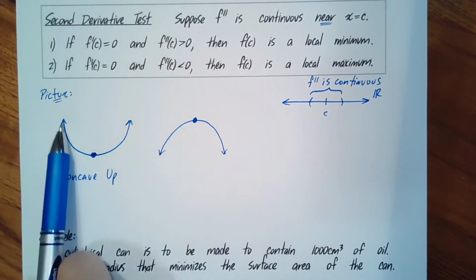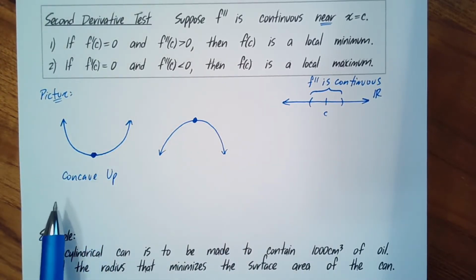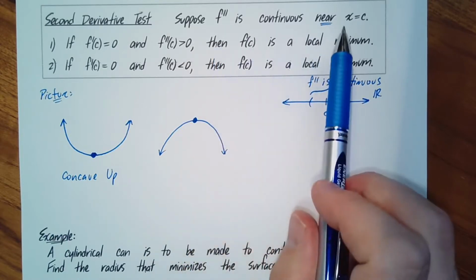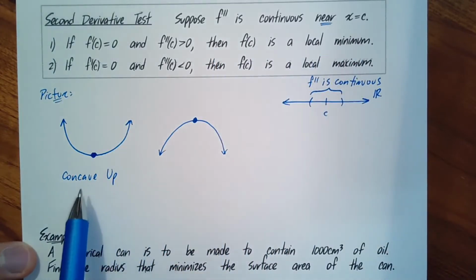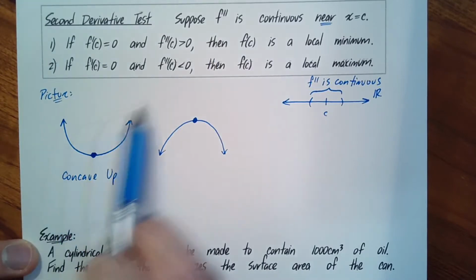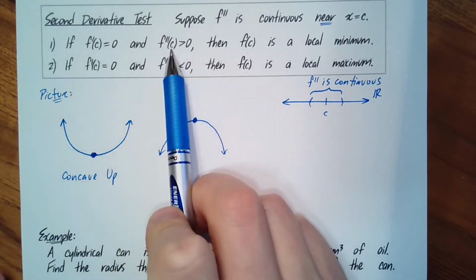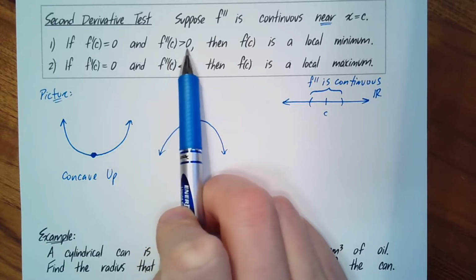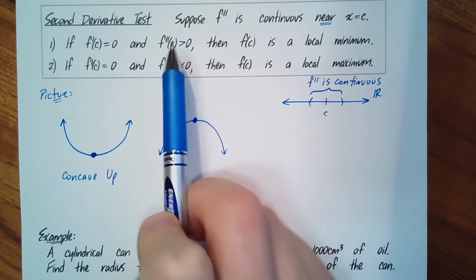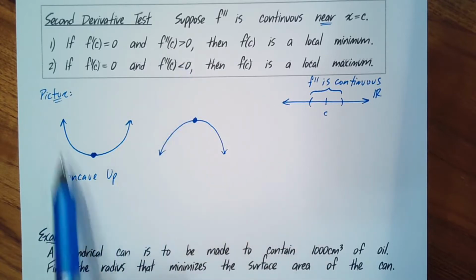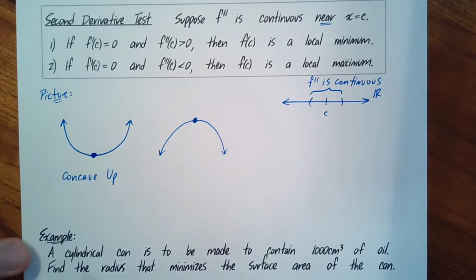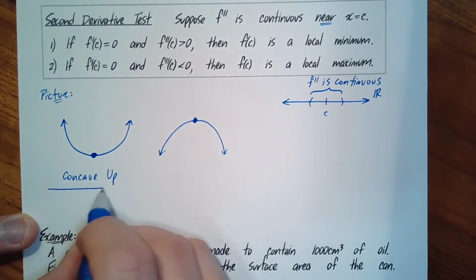And so if you have a type 1 critical number and the function's second derivative is continuous near that point, then you know that you have a local minimum. Because this is really what you're checking for. That's why you plug the point c into the second derivative. If you get a positive number, what that's really showing is that near the point c, at least close to that point c, the function's concave up. Okay, so that's really what you have here.